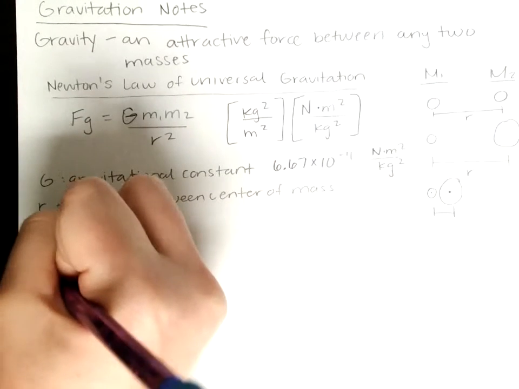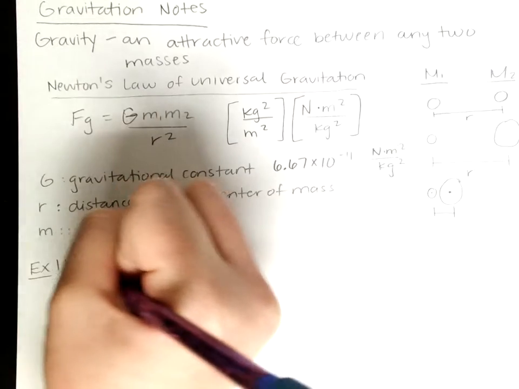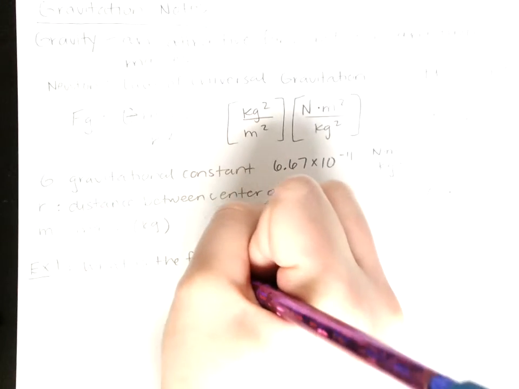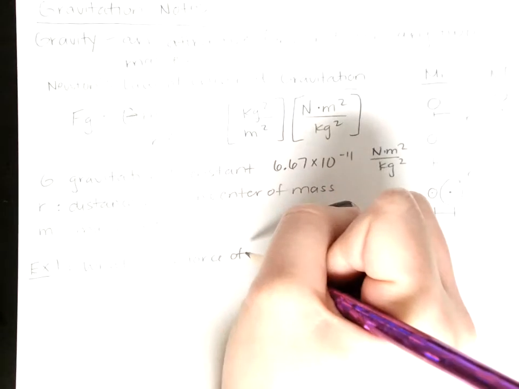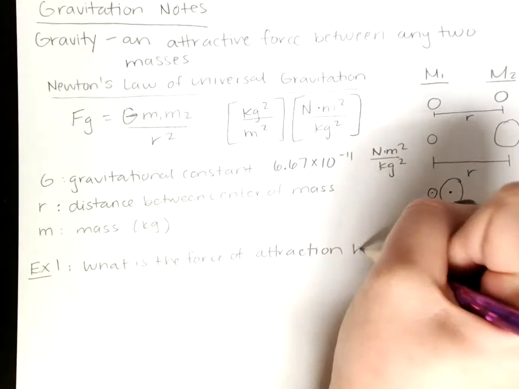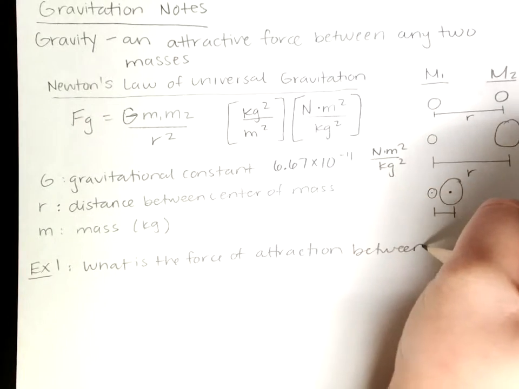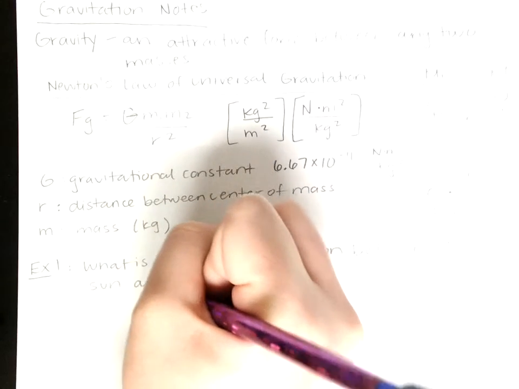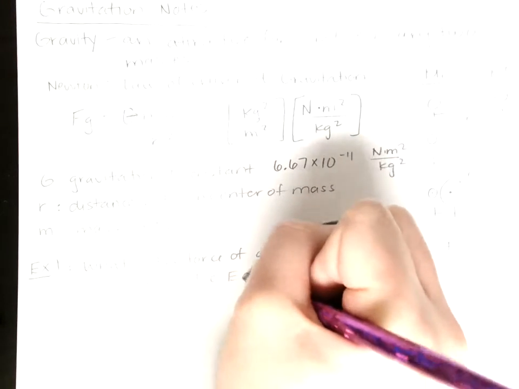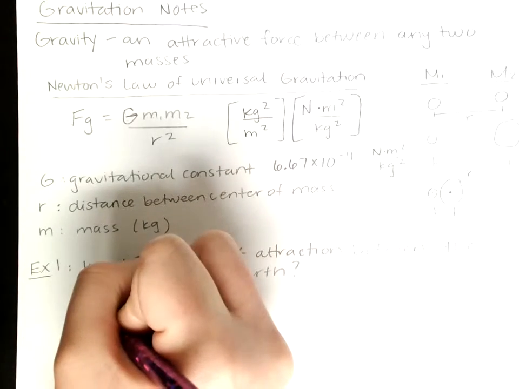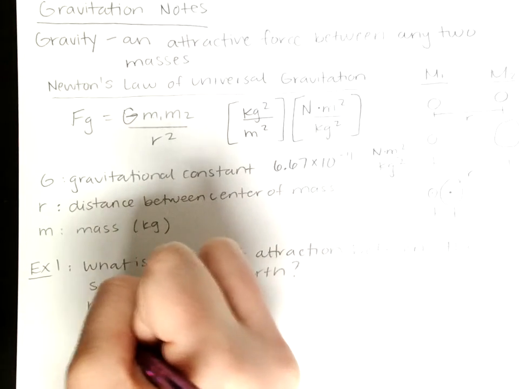Okay, let's do an example. Example 1. What is the force of attraction between the sun and the earth? So there's a few things you always need to know when you're finding force due to gravity between two objects. We need to know both of their masses.